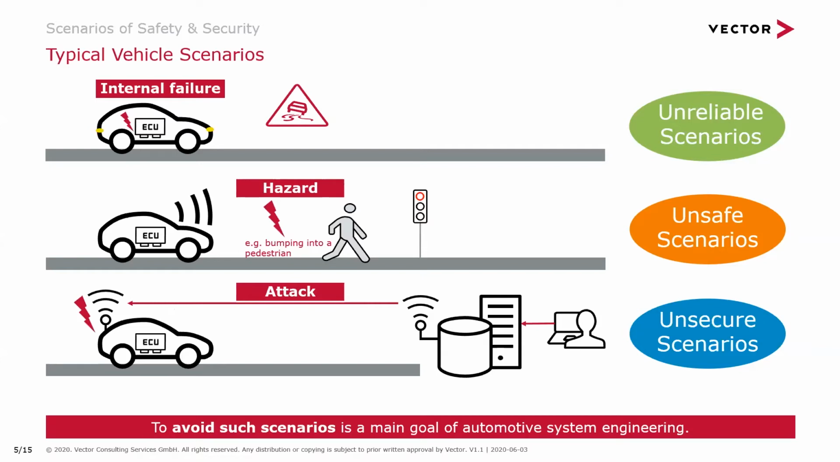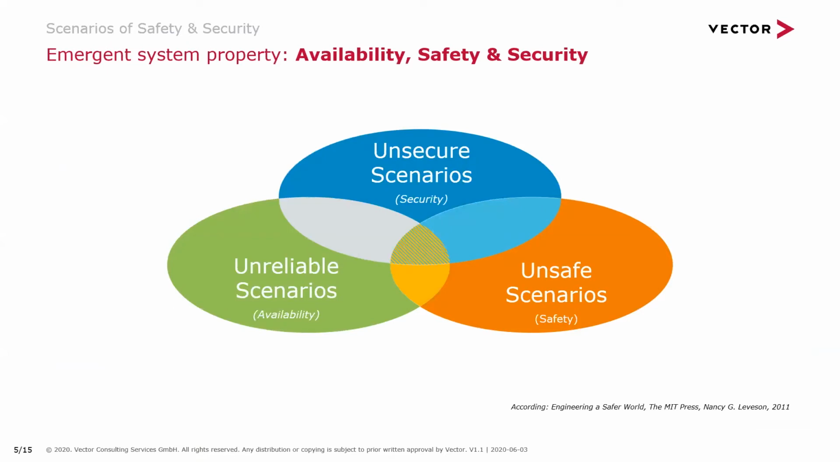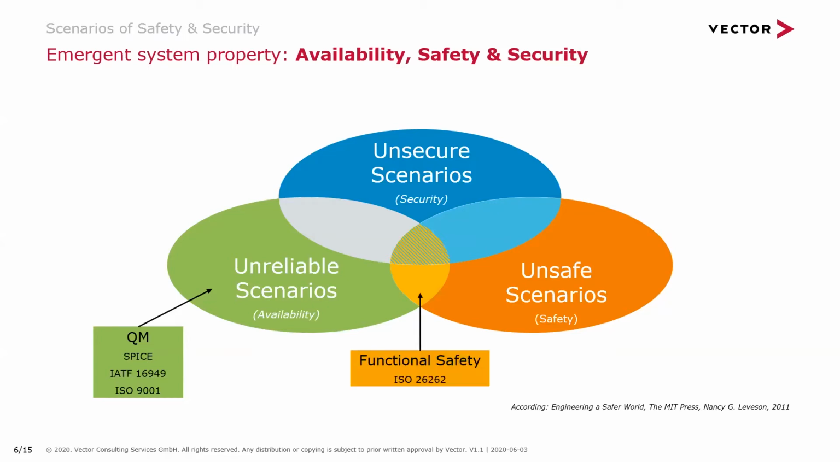We want to avoid these, and that is the main goal of automotive system engineering. Unfortunately, all the three scenarios show up randomly and they have overlaps. The good news is we are prepared for these overlaps and these scenarios by standards. Typically, the reliability case is handled by classic standards like SPICE or ISO 9001. The overlap between safety and reliability is called functional safety. To avoid that an internal fault can lead to an unsafe scenario, that is what ISO 26262 is about.